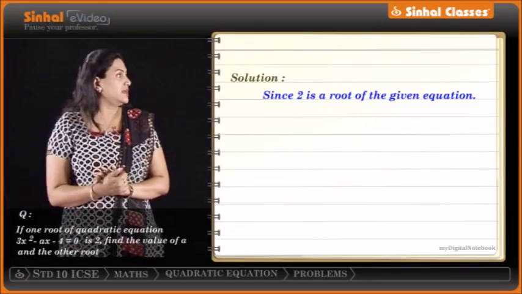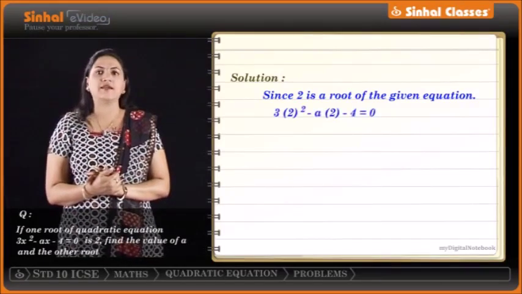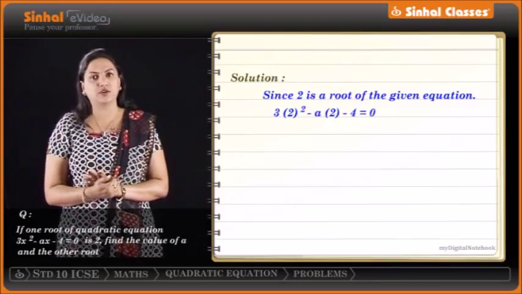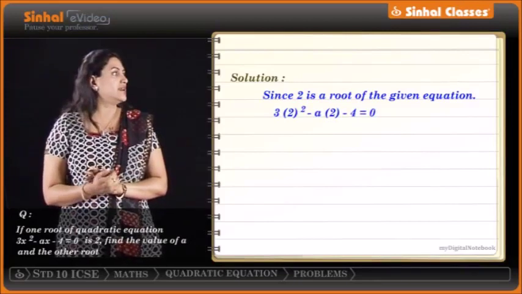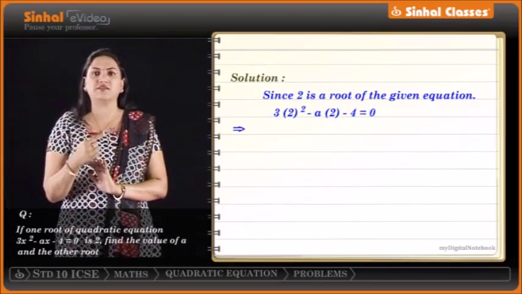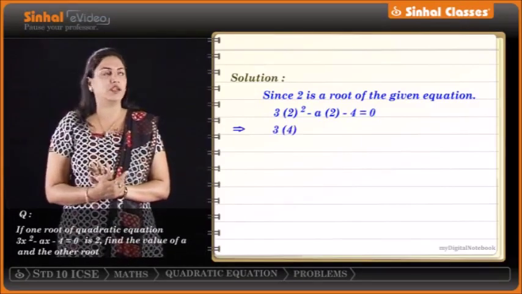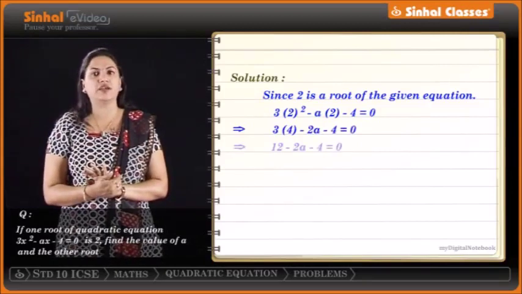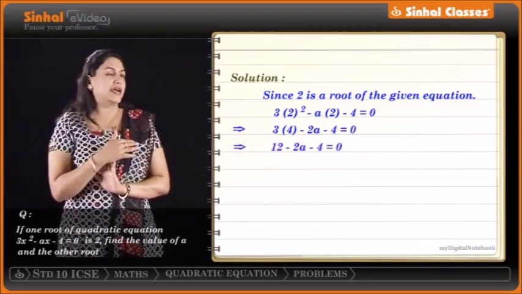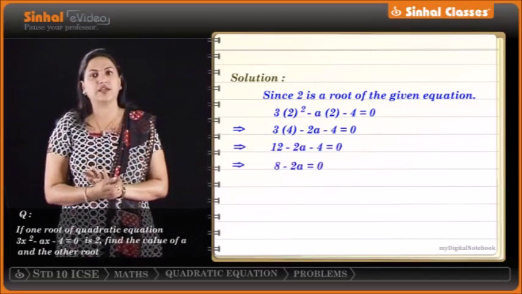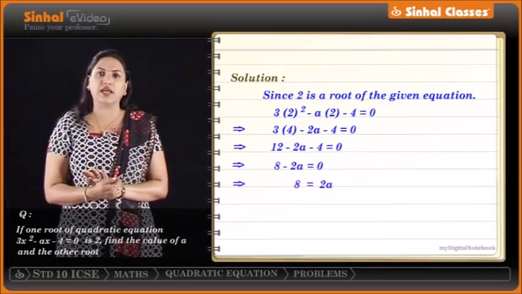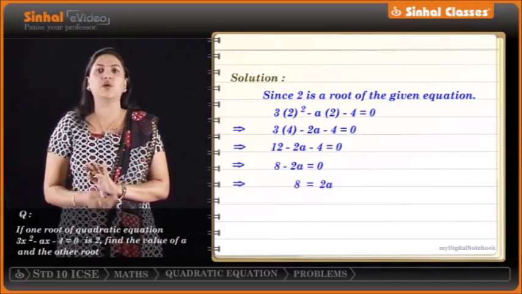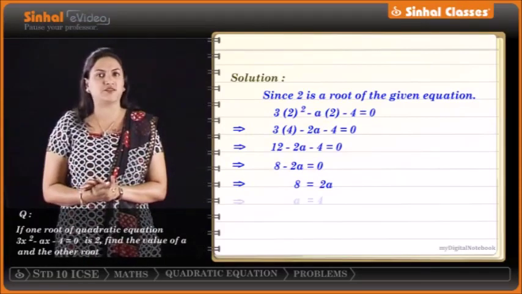So we substitute x as 2 and equate it to 0. We get 3 into 2 square minus a into 2 minus 4 is equal to 0. That is, 3 into 2 square gives us 4 into 3, 12, minus 2a minus 4 is equal to 0. That is 8 minus 2a is equal to 0. So 8 is equal to 2a. That is a is equal to 8 upon 2, which is 4.